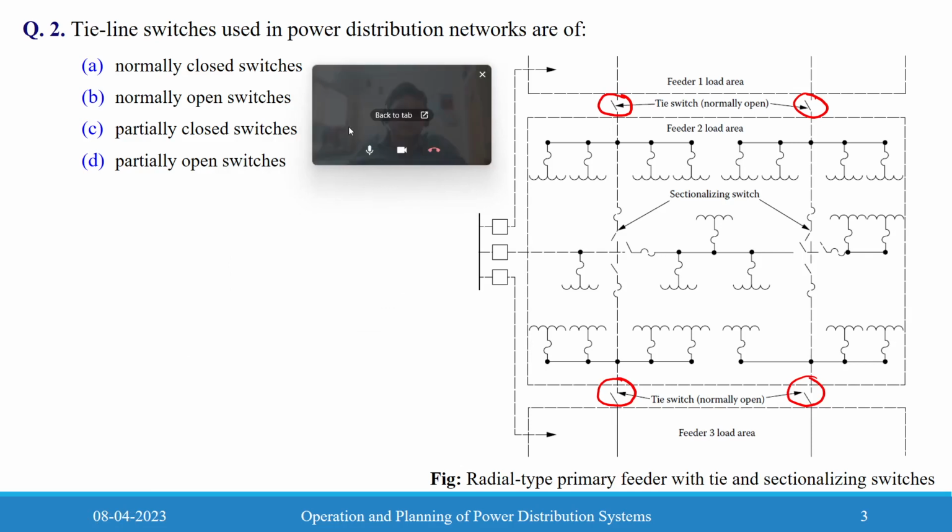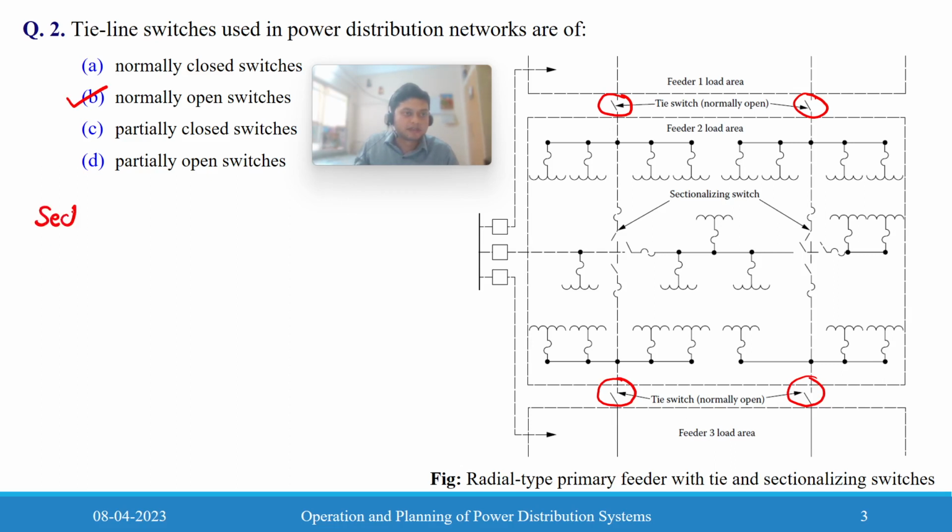For this power distribution reconfiguration problem, we operate these sectionalizing switches and tie switches such that our objectives can be maintained, like enhancing reliability or minimizing the power losses in the network. So for this problem, the correct answer is normally open switches. Now we can write the differences between sectionalizing switches and tie line switches.